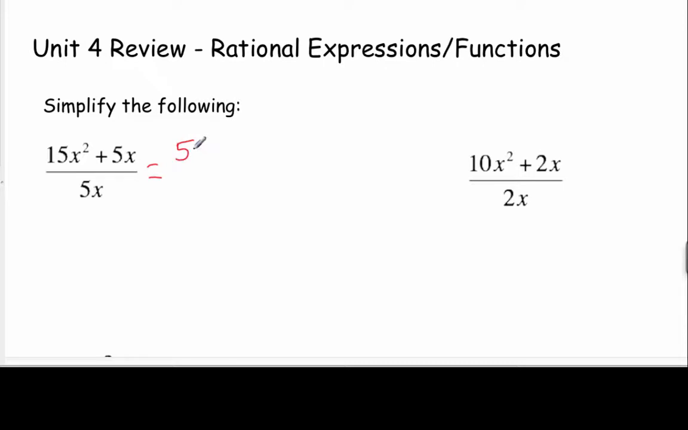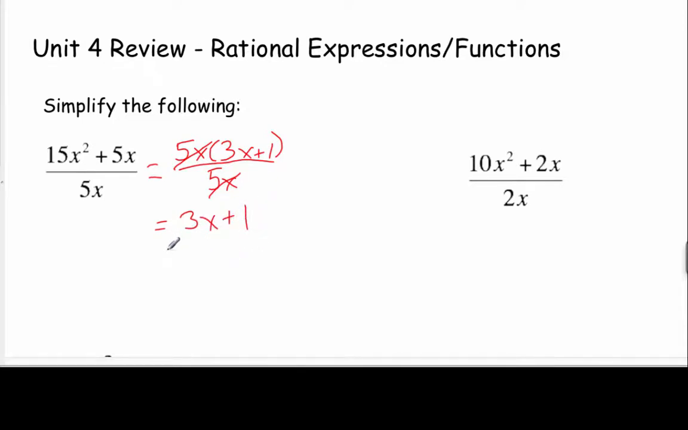I'm able to factor out a 5x, and then I'm left with 3x plus 1. All of that is going to be divided by the 5x that was already in the denominator. When simplifying, I've got to make sure I get rid of all common factors that are in both the numerator and denominator. So I get rid of the 5x. Now I'm just left with 3x plus 1.